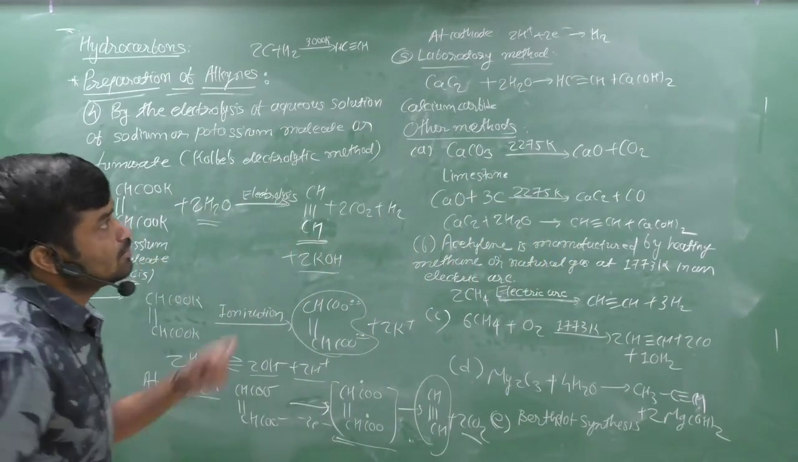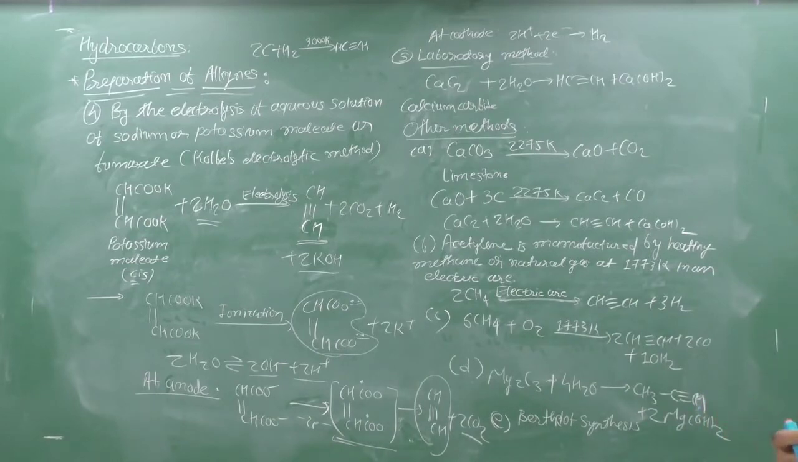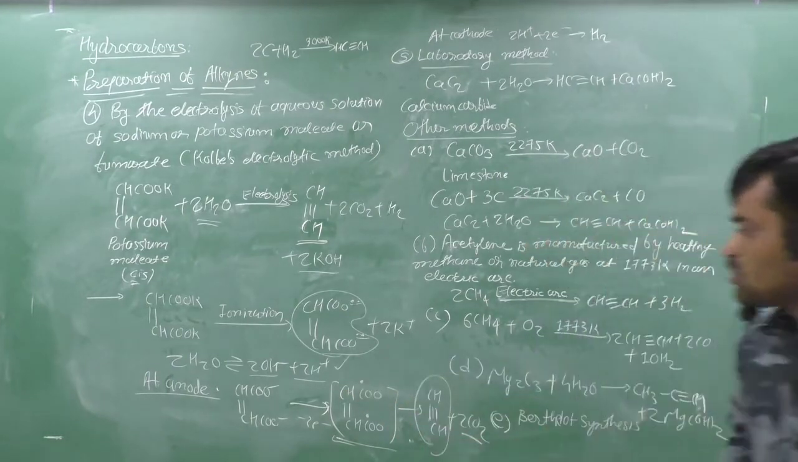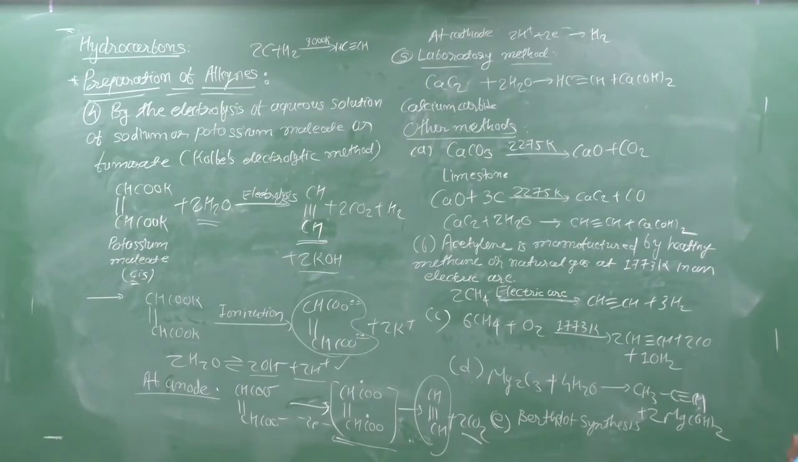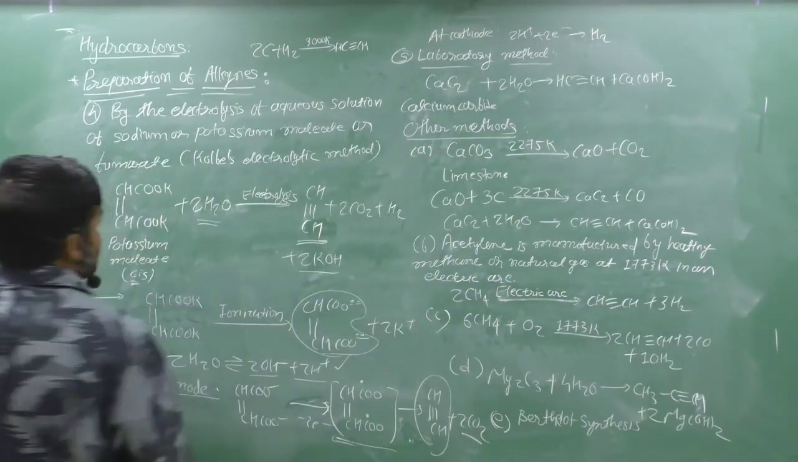Clear? And at the cathode H plus gets reduced to give H2, because 2 electrons are released here, so 2 electrons are used in the reduction process, and the 2H plus, which were in ionized form, are reduced to give H2 gas. Clear? So it is a very simple method to synthesize alkynes.